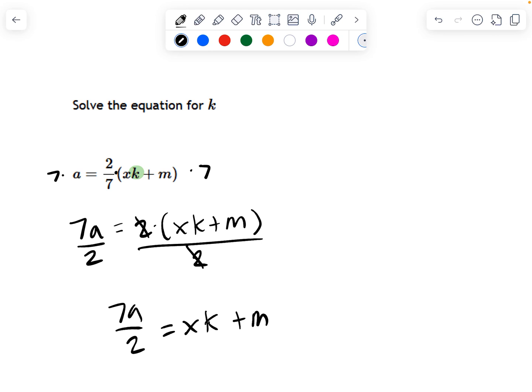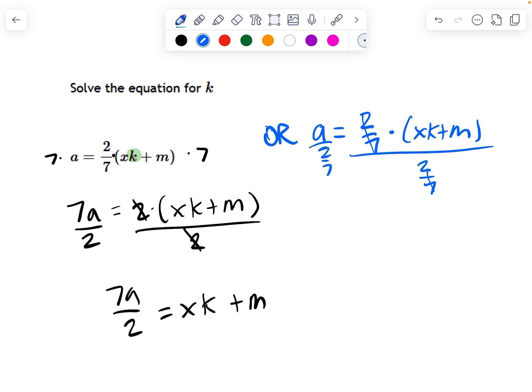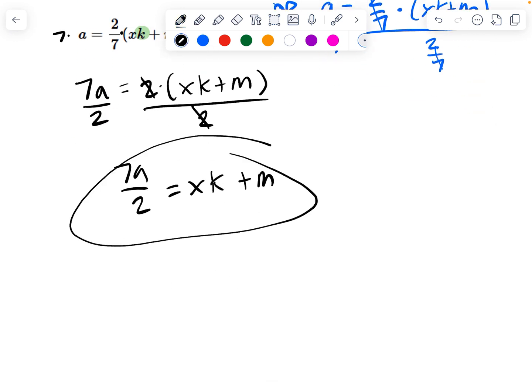Now, alternate step. If you didn't want to tackle it in two, you could have said, hold on a second. I know I have a equals 2/7 times x(k plus m). Couldn't we have just divided by 2/7? Absolutely. That is the other way we could have tackled that. Division by a fraction means multiplying by its reciprocal. You would have gotten the 7/2 a in one step there. That is optional, but either way we get the same thing, and now this is where we're at.